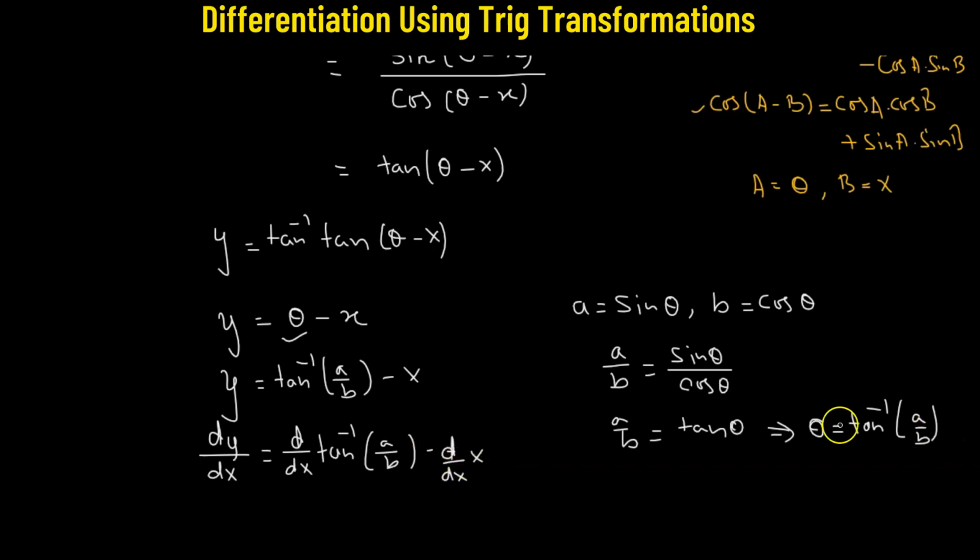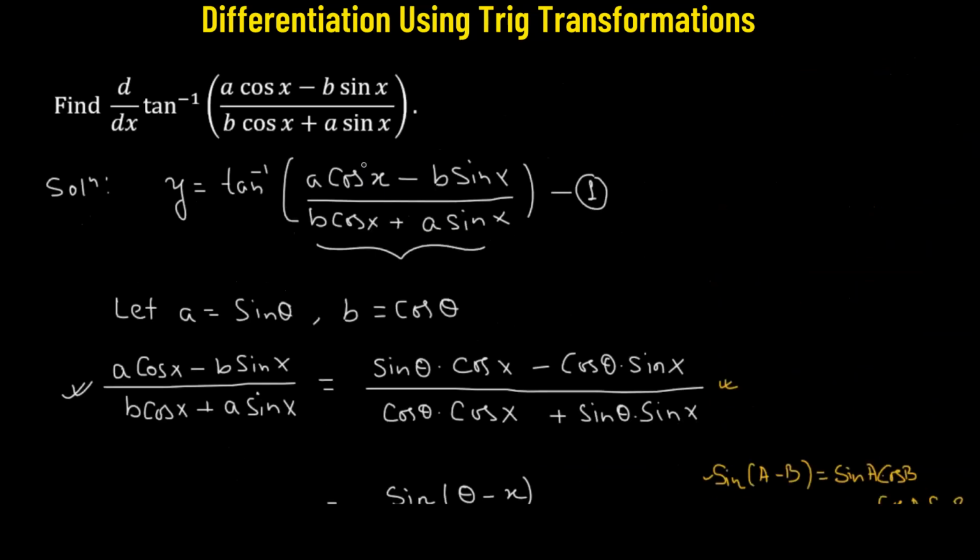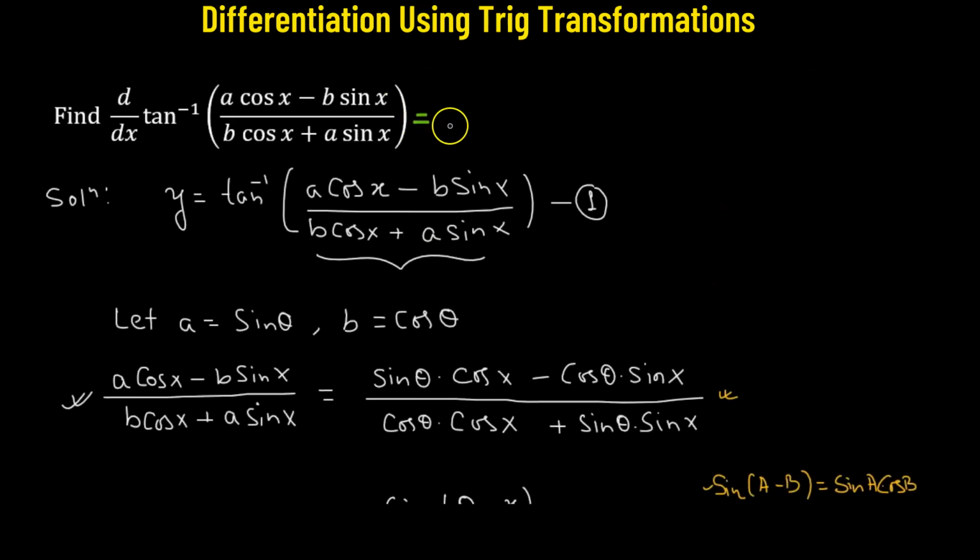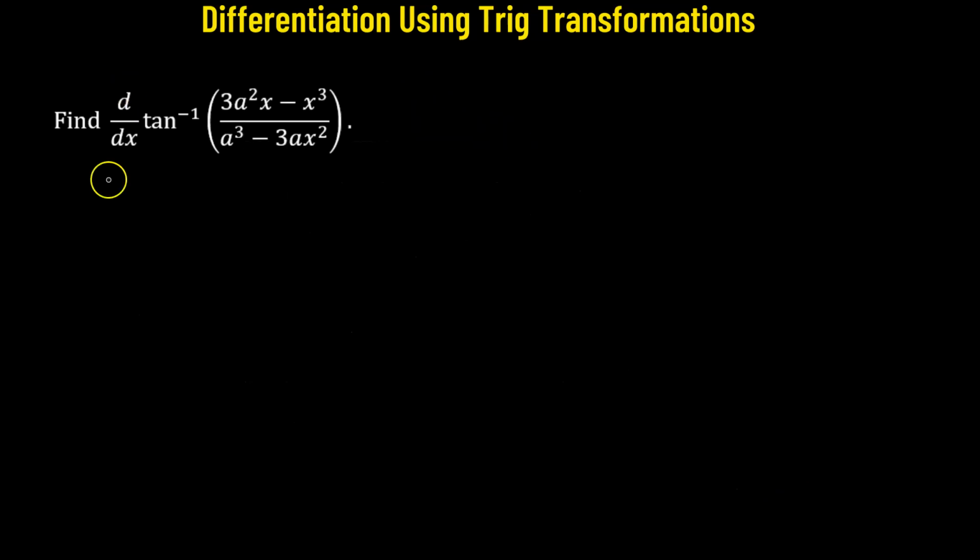Now here a and b are both constants. That would mean that inverse tangent is also a constant. So our first derivative will be 0, and that leaves us with only the second derivative, which is 1. So that means we have negative 1. Therefore, the value of the given derivative is equal to negative 1. Let's move on to the next problem.